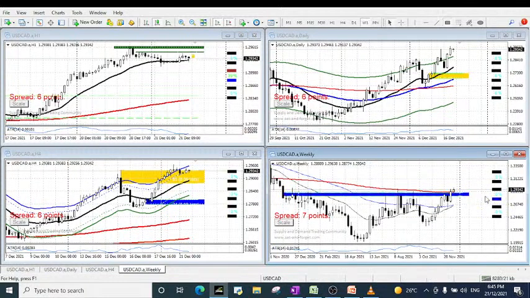Man, can you believe for how long the sellers held off buyers at this level. Pushed up, they push them down. Pushed up, they push them down. Tested here, push them down. Tested here, push them down. Tested here, push them down. Tested here, push them down, and the bulls fought really hard and took out most of the sellers.